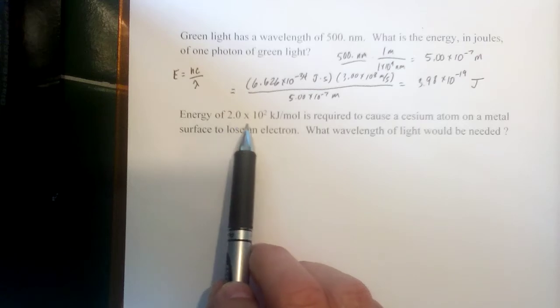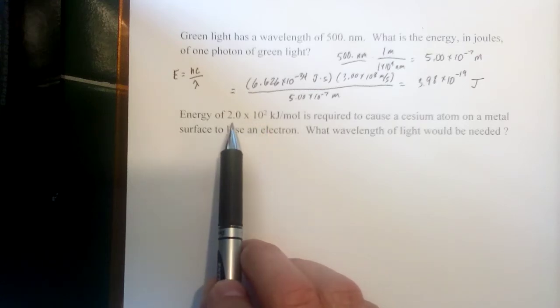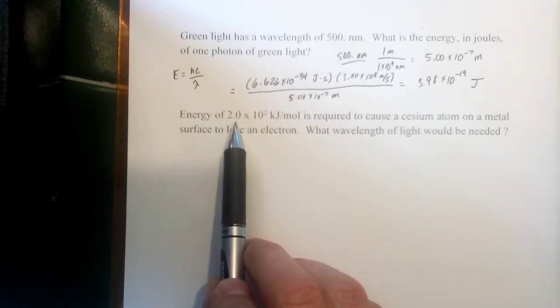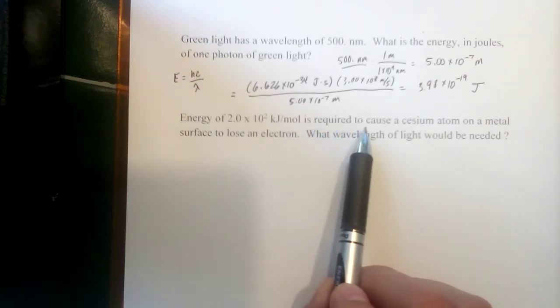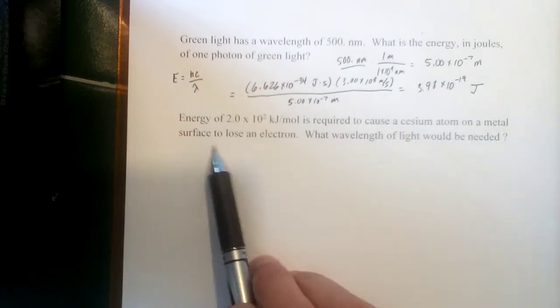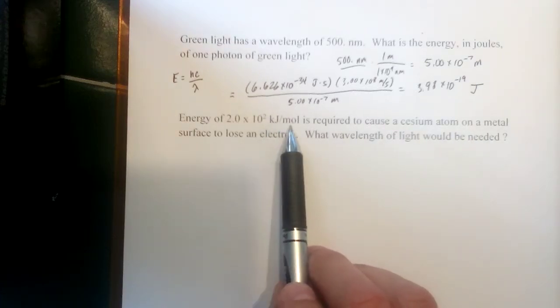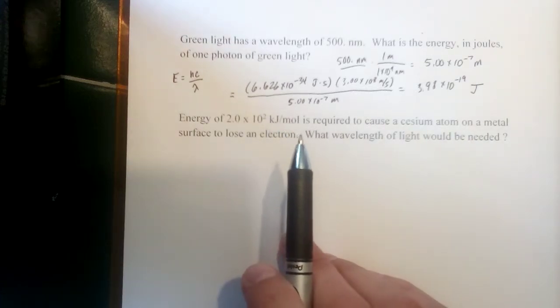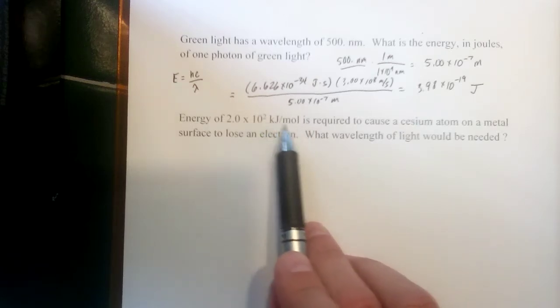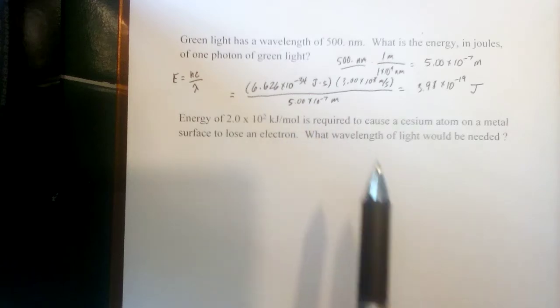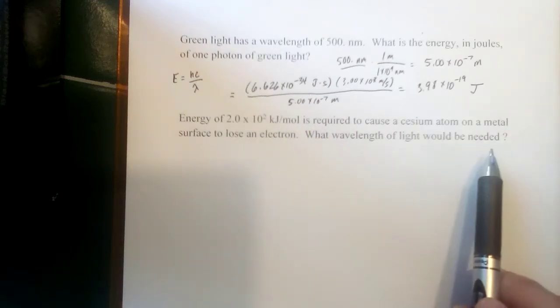Energy of 2 times 10 to the second, so that would be 200 kilojoules per mole, is required to cause a cesium atom on a metal surface to lose an electron. Kilojoules per mole, that's more like an enthalpy. This is the energy associated with a chemical process, and we have the units to match, kilojoules per mole. What is the wavelength of light that would be needed?